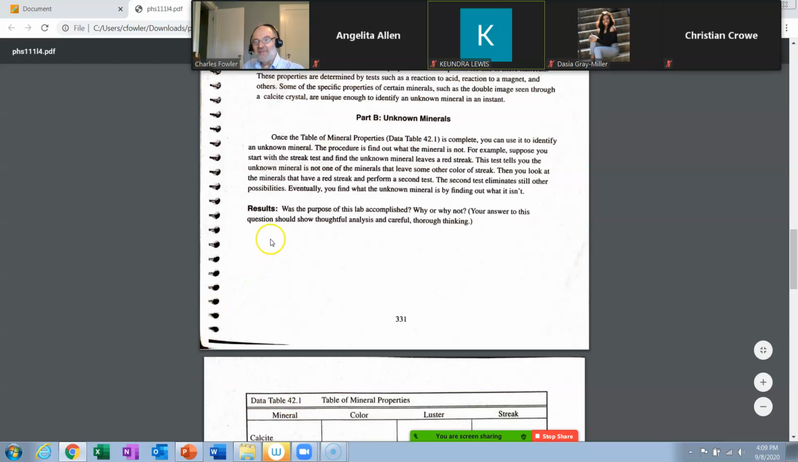Now, at the end of the lab, be sure you come back and fill in this blank. They have a big white space here, fill it out. Question, is the purpose of the lab accomplished? Either yes or no. Why or why not? Give that answer. But here's the bulk of the lab. The vast majority of the lab is right here.